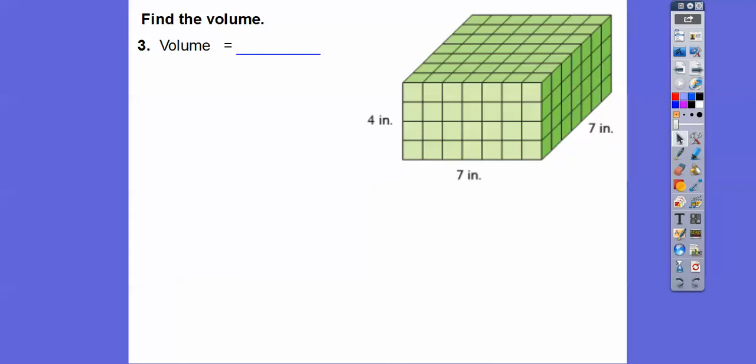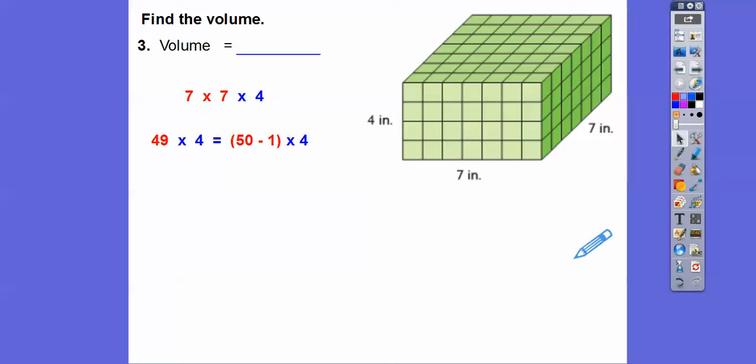Okay, here we're going to go length times width times height. So let's go ahead and do that. Length times width times height. Now I'm going to multiply 7 times 7 first, which is 49. And 49 is 1 away from a nice compatible number like 50. So I'm going to change 49 to 50 minus 1.